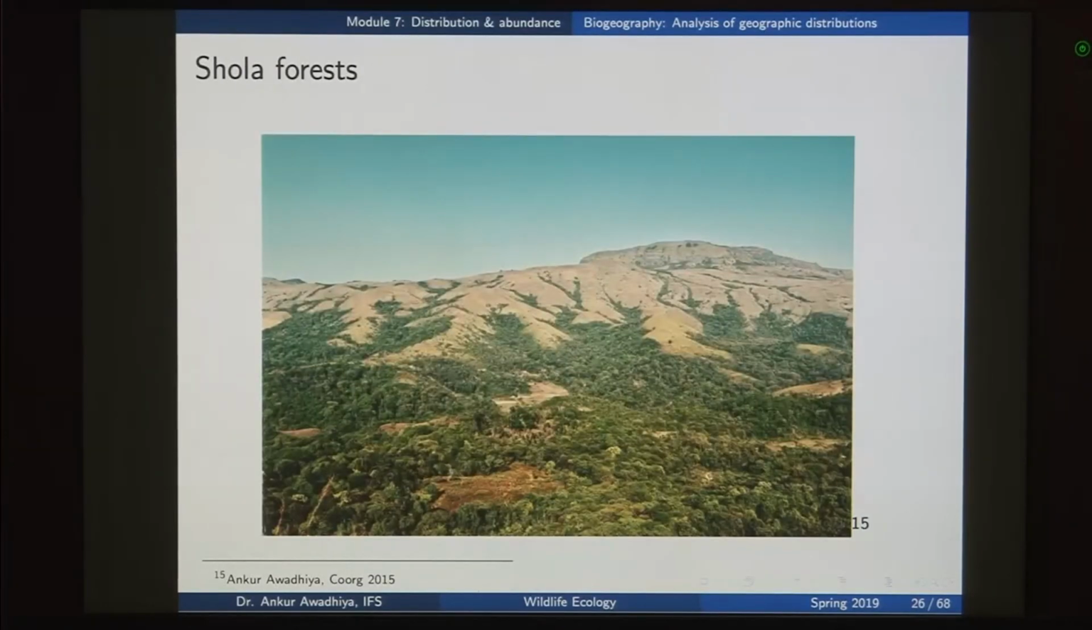Now, moving southwards, here we are observing the Shola forest. Now, you can see a Shola forest in say Karnataka or Tamil Nadu. Now, these again are very specialized habitats. What is happening here is, you have certain trees.